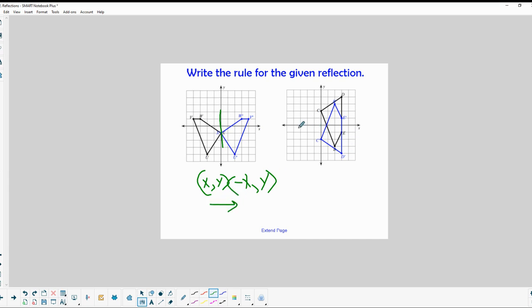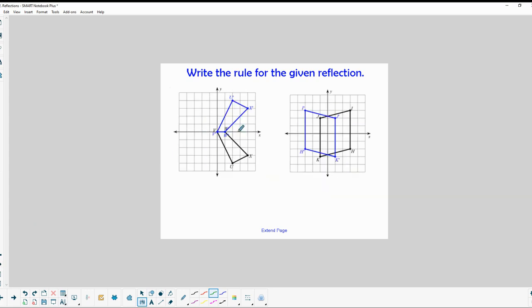All right, on this one, we're reflecting it across the x-axis. So in that case, when you go across the x-axis, the x value switches to its opposite. Excuse me, the x value stays the same, right? See how the x is staying the same? And the y value becomes its opposite. That's what happens in that case. So there we go.